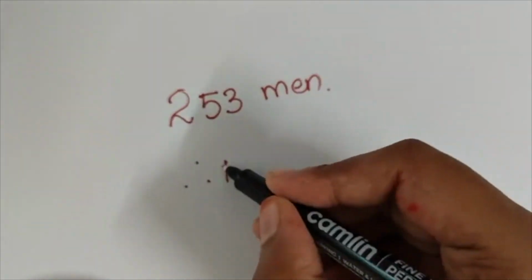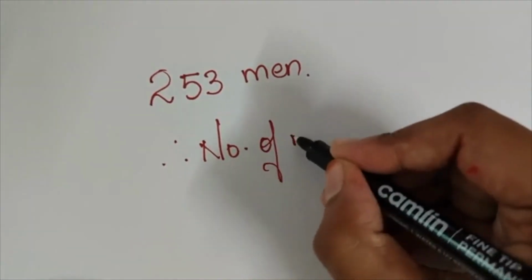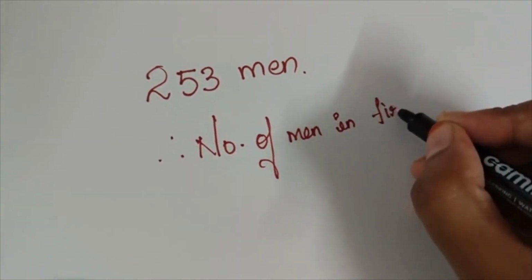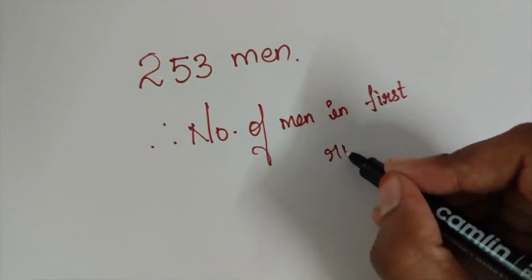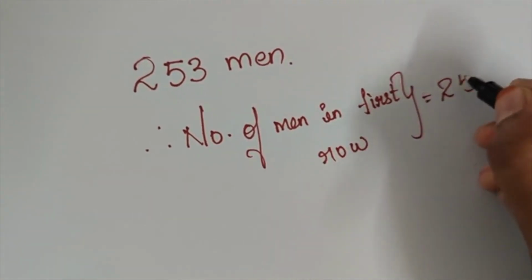Therefore, the number of men in the first row is equal to 253.